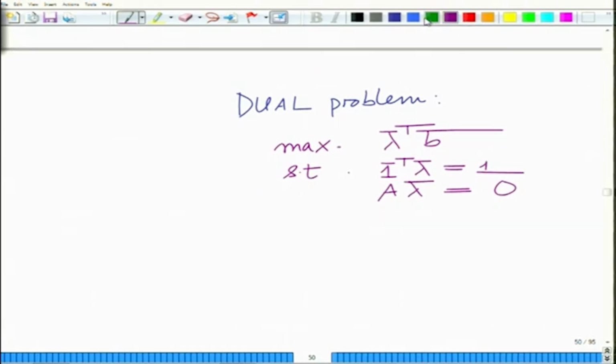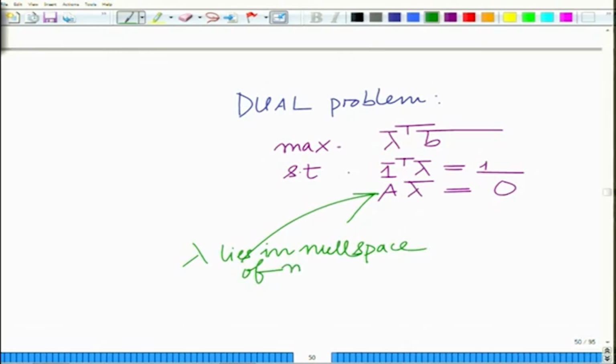Remember, this is an interesting condition. It means that lambda lies in the null space of matrix A, and further, non-negativity of the Lagrange multipliers associated with the inequality constraints, that is, lambda bar greater than or equal to 0. This is the dual problem.